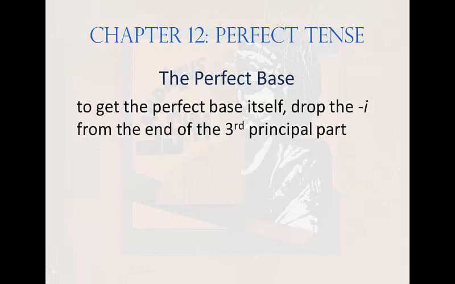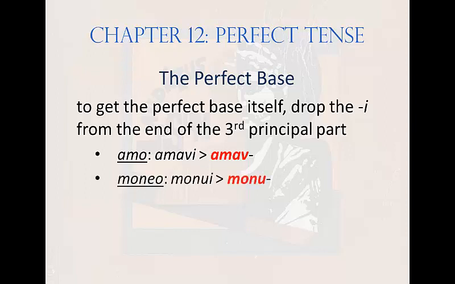To get the perfect base of any verb, that is, the base that will be used to form any verb in the perfect active system, drop the i from the end of the third principal part of the verb. So, for example, amo, amare, amavi, dropping the i from the end of amavi produces the perfect base, amav, A-M-A-V. Here is a second conjugation verb, moneo, monere, monui. The perfect base is monu, M-O-N-U.